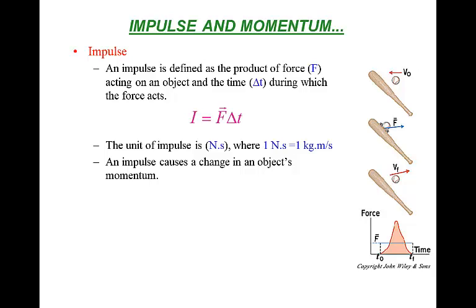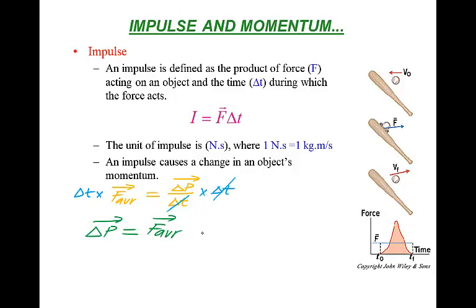In the previous slide, we have introduced Newton's second law in the following form. The average force equals the change in momentum over change in time. If you multiply both sides of this equation by delta t, you will be able to cancel the delta t from the right hand side. And now you can express the delta p, which is the change in momentum, in terms of average force and the time delta t.